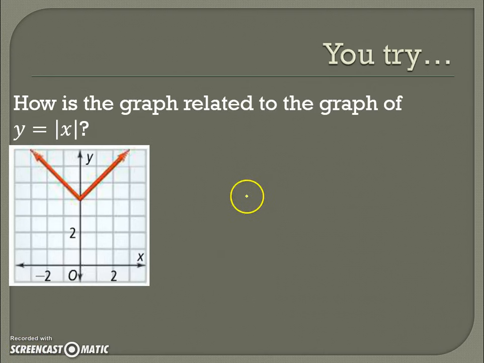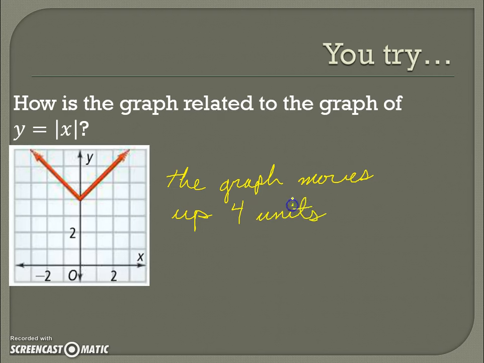So how is the graph related to the graph of y equals absolute value of x? We'd say the graph moves up, let's see, 1, 2, 3, 4 units. All right, so the graph moves up 4 units would be the description of that translation. That's good enough for me. That makes sense.